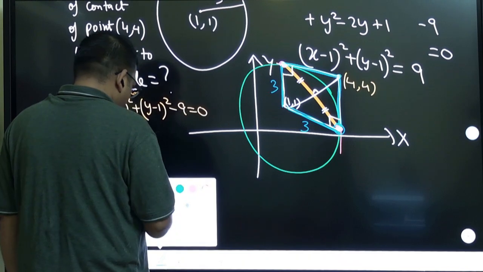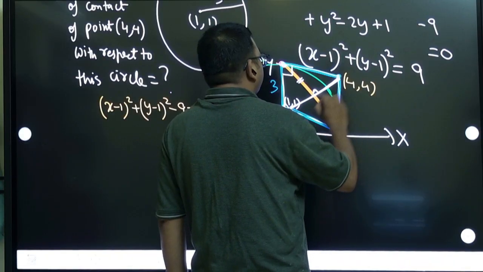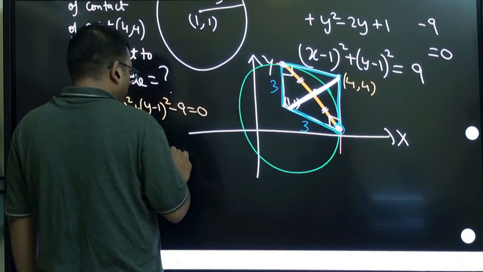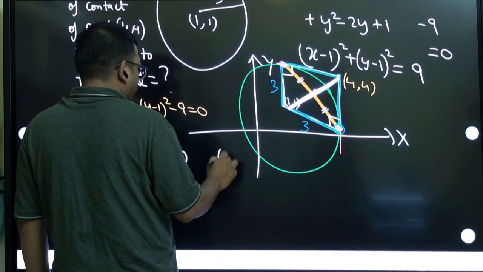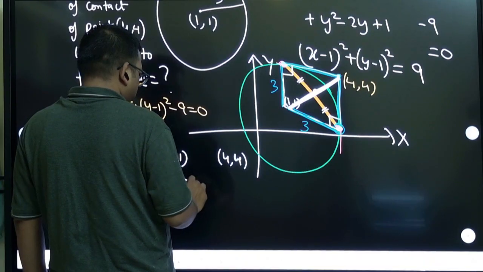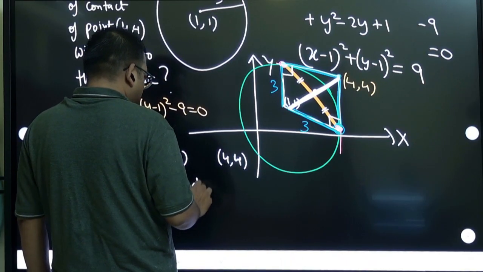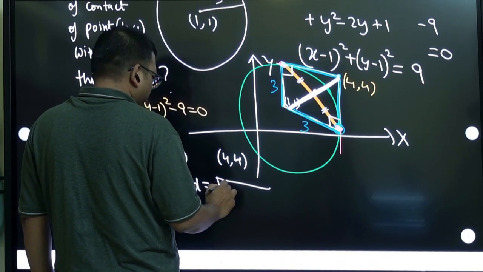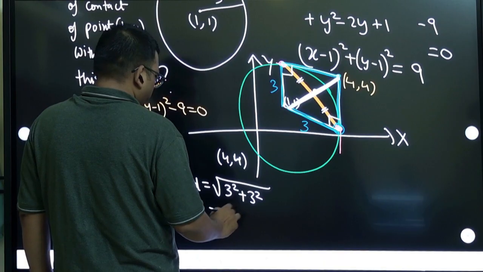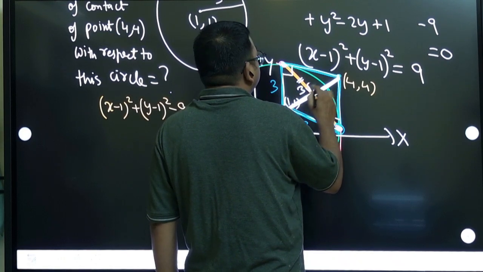Okay, let's try this. So this length between (1,1) and (4,4), let us calculate using the distance formula. Let us call this distance d. So root under (4 minus 1) squared plus (4 minus 1) squared. So 3 root 2. Okay, so this distance is 3 root 2.